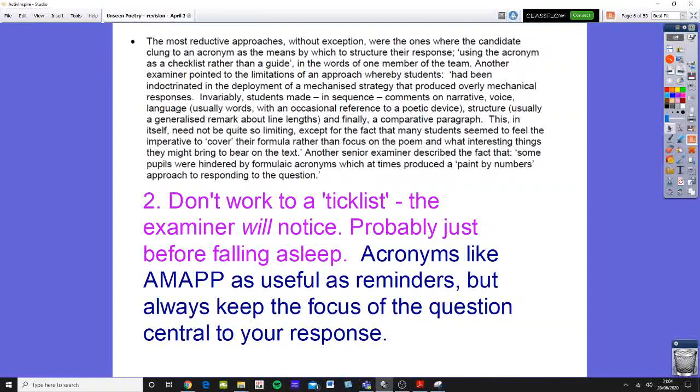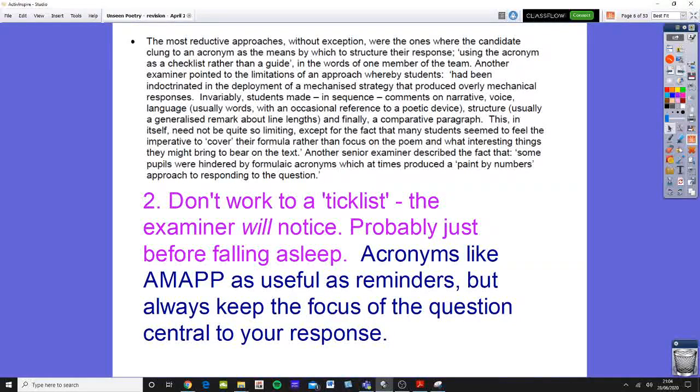Try to not work to a tick list. It's much, much better if you keep your focus on the question and there's more of your words there than there are of sentence starters. Like my first example is, I know this because. Avoid all those PEEL-type things. I know we spent years drumming into you using PEEL and various things like that.